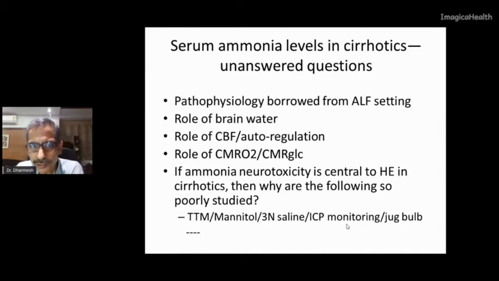Is there a dissociation between the cortical flows and the subcortical flows? Is there a difference between the anterior circulation and the posterior circulation? And I suspect that these differences do exist. It is just that they do not figure into our scheme of things on a day-to-day basis.